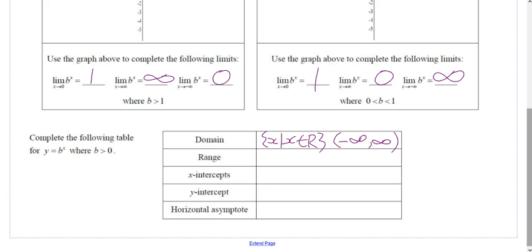What's the range? So y is greater than 0, strictly greater than, or in interval notation, 0 to infinity, this time with an open parenthesis next to 0, because we are not including 0. The x-intercepts: there are none. The y-intercept is 1, and the horizontal asymptote is y equals 0. Vertical asymptote, there isn't one, but I know what you meant.